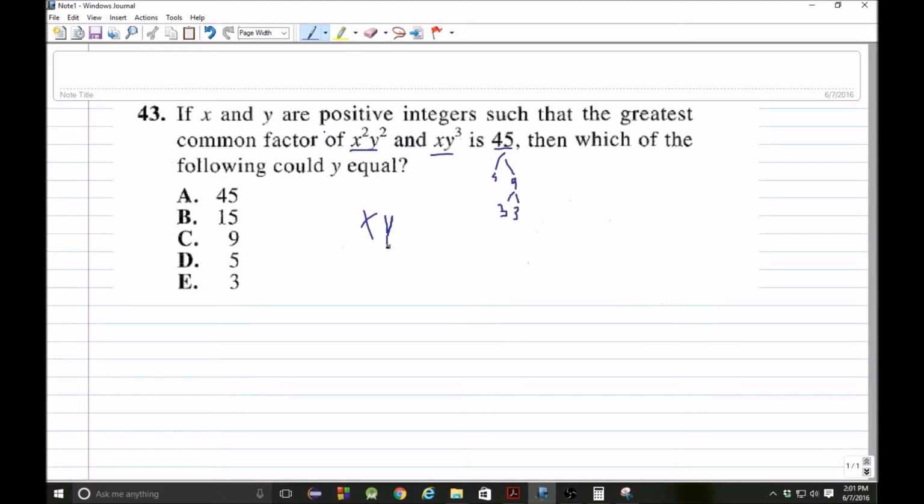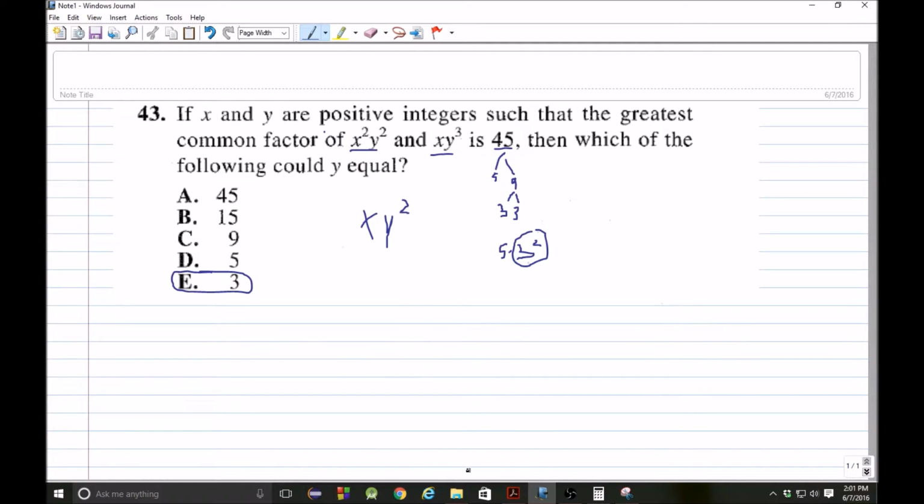That's the common factor. And then we find the prime factorization of 45, which is 5 times 3 squared. And when we match it up, we find that 3 is equal to y. So the answer is E, 3.